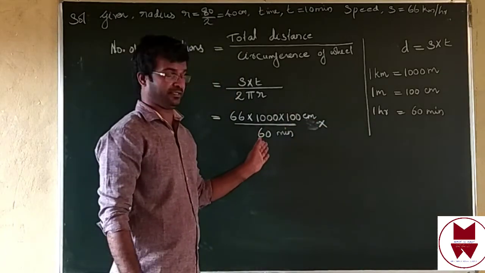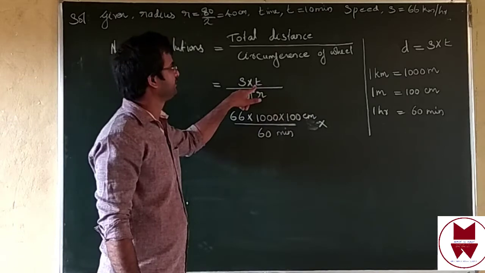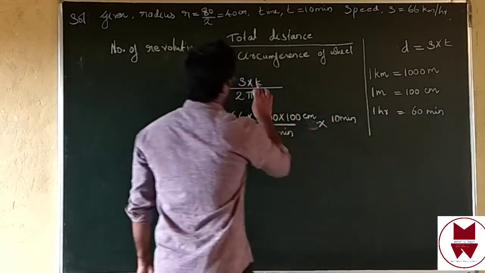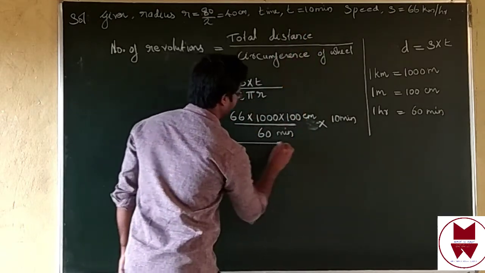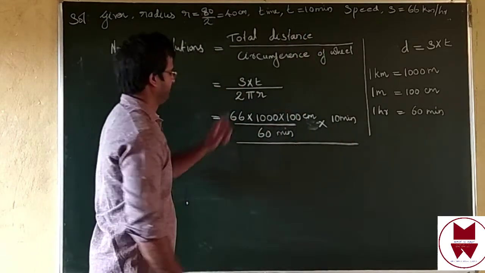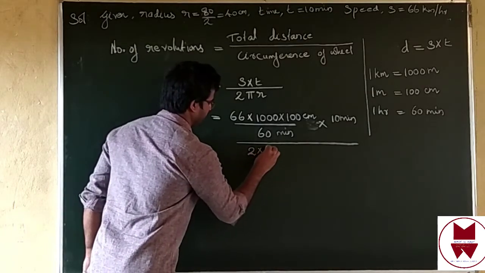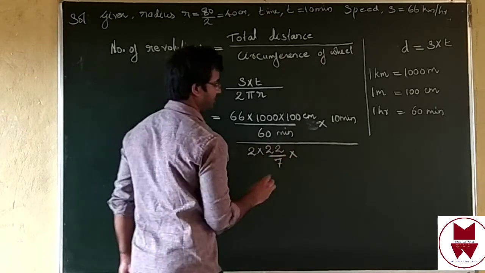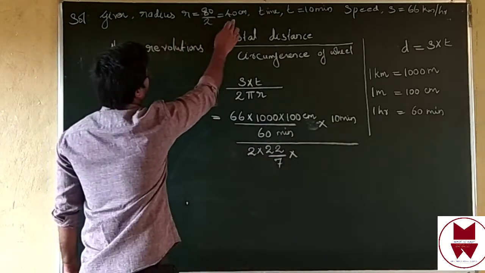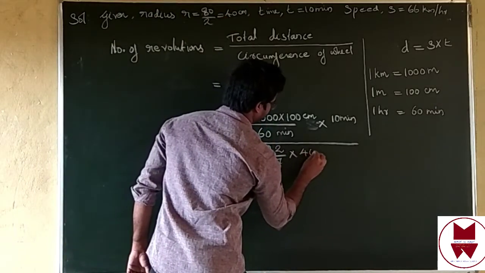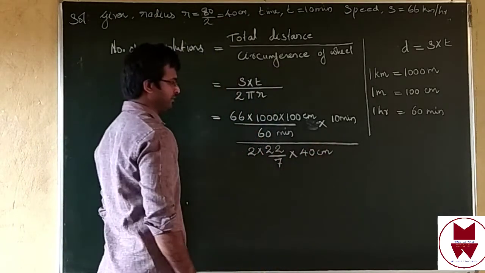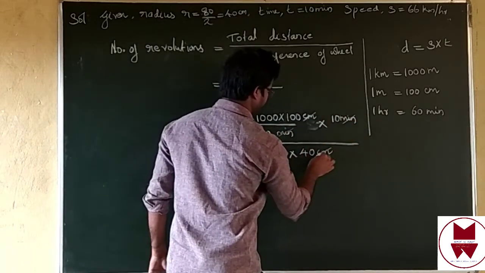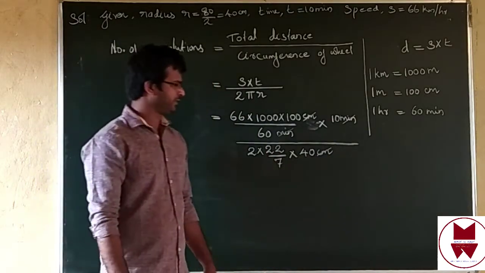Centimeter per hour per minute, we have already changed. Now time, already given here, 10 minutes. Time is 10 minutes, all divided by 2 pi r. 2 into pi means 22 by 7 into r. The radius of the wheel is 40 centimeters. First we can cancel all the units: minute, centimeter, all units we can cancel.